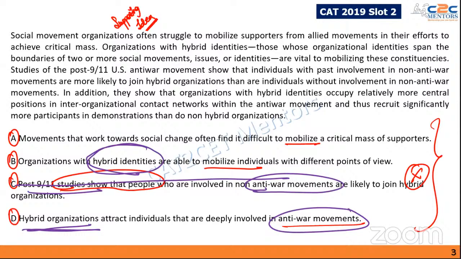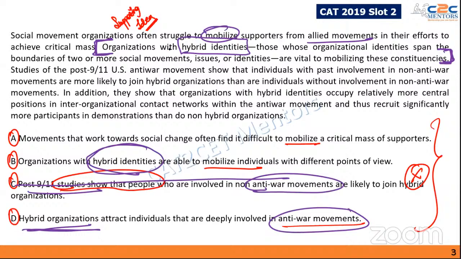So what I have is social movement organizations often struggle to mobilize supporters. Got the keyword. From allied movements in their efforts to achieve critical mass. Organizations with hybrid identities. Fair enough. Organizations with hybrid identities, those whose organizational identities span the boundaries of two or more social movements, issues, or identities, are vital to mobilizing these constituencies. This is important. I'll read a bit faster so that our time is reduced, okay? So this whole thing is important.